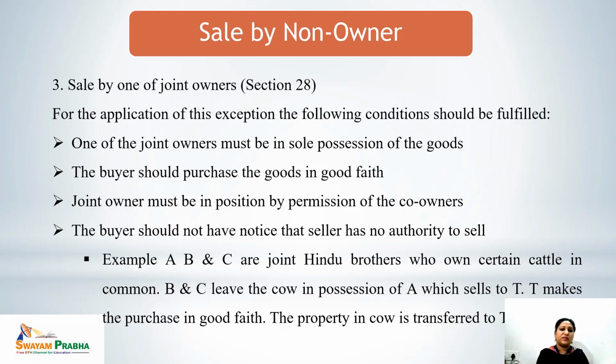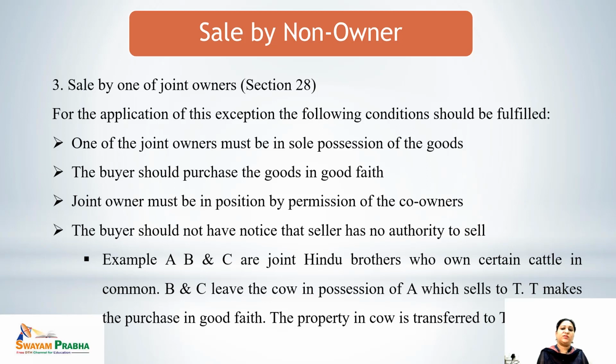Third, non-owner's sale by one of the joint owners. We can assume that a particular article belongs to more than one person. There are joint owners of a particular article. This is covered under Section 28. For this to apply, the following conditions must be satisfied.